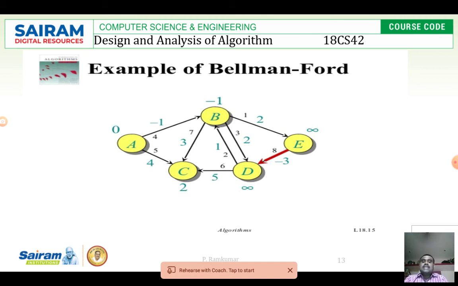So first 0 minus 1, minus 1 will be placed instead of infinity in A to B. Then in B to C, minus 1 plus 3, 2. 2 will be written. When we look at A to C, 0 plus 4, 4. 4 is greater than 2, so I need not touch it. Then from B, with value minus 1 and edge 3, 3 minus 1, 2. Thus 2 will be placed at D. Then D to C, 2 plus 5, 7, but that C value is 2. 2 is less than 7, so I need not change it.